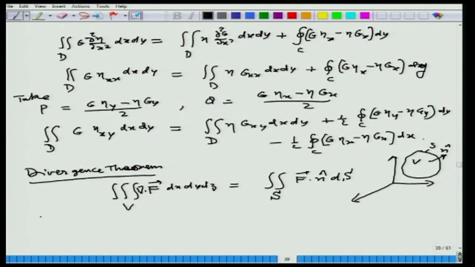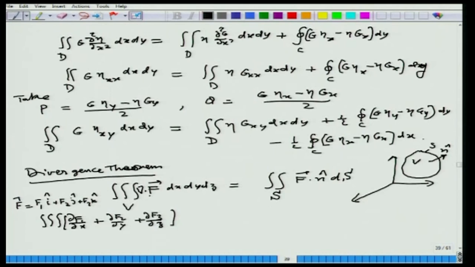In component form we get this. F has components F1, F2, F3, that is F1 i plus F2 j plus F3 k. Then we get del F1 over del x plus del F2 over del y plus del F3 over del z. That is the divergence of F, because the del operator is del x i plus del y j plus del z k. So, the dot product gives you this, dx dy dz.